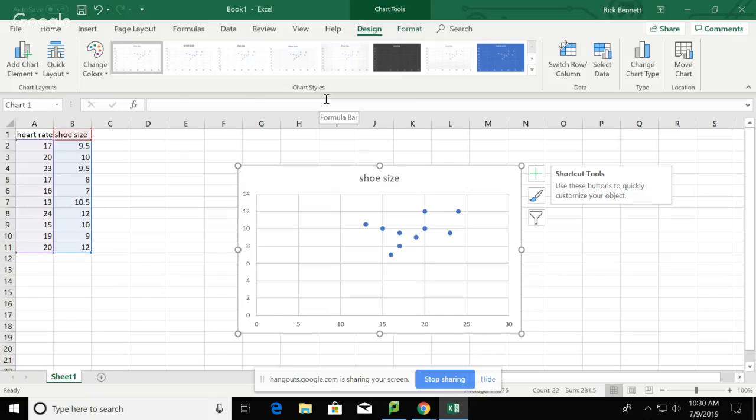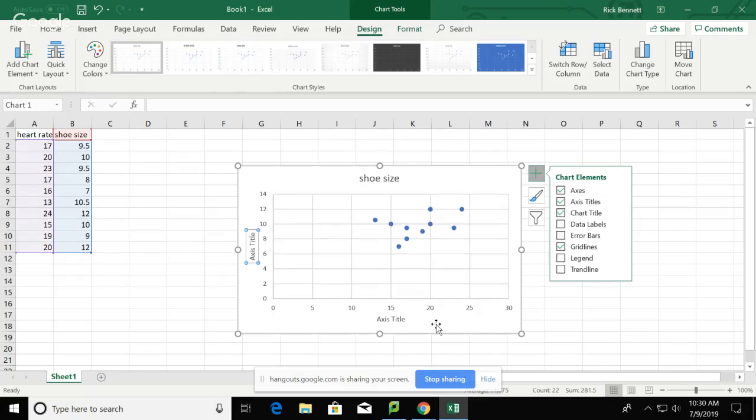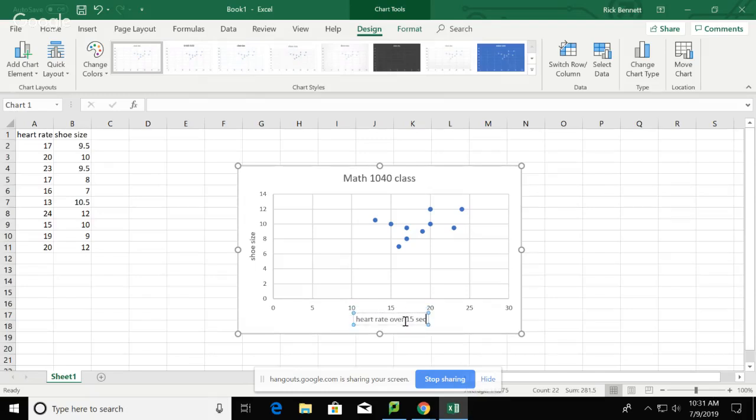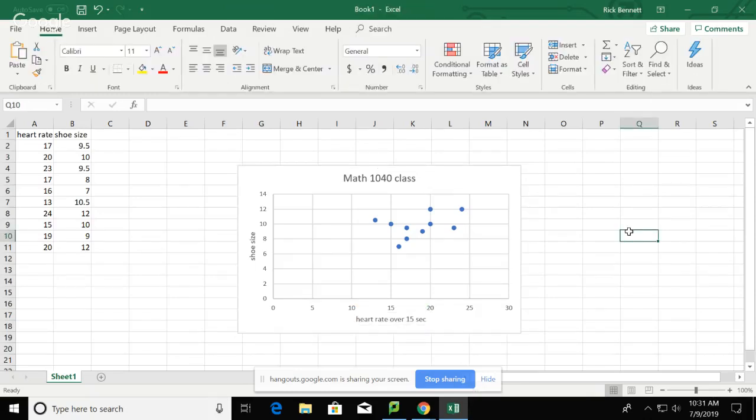And my title's all messed up, right? So we should add axis titles here. What goes down here? It's kind of hard to tell, right? What's down here? Heart rate. That's the heart rate. Heart rate for 15 seconds. And this is shoe size. And my title, Math 1040 class. And maybe we should say heart rate over 15 seconds. Okay? Because somebody might say, "Golly, y'all are dead if that's for a minute," right?